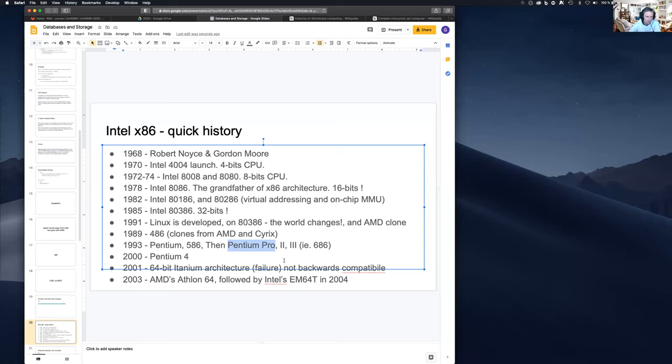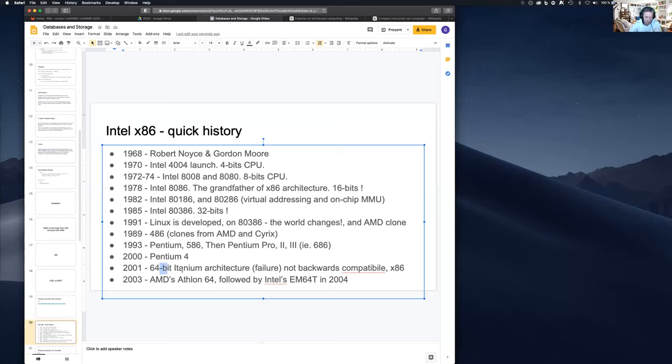The other interesting thing is Itanium. So in 2001, there was a Windows NT which was designed and compiled for the Itanium platform. Intel had some servers based on a 64-bit architecture called Itanium, which was not backwards compatible. And because it was not backwards compatible to what? To x86, it failed. It was a total failure.